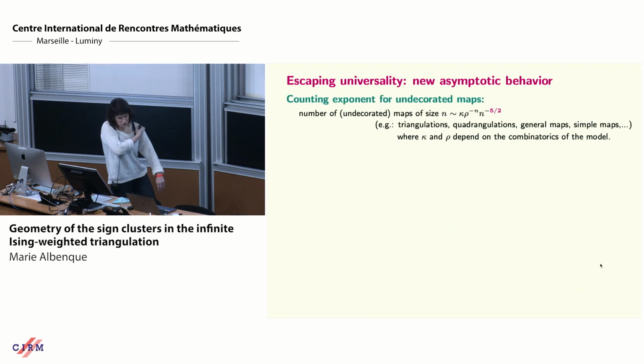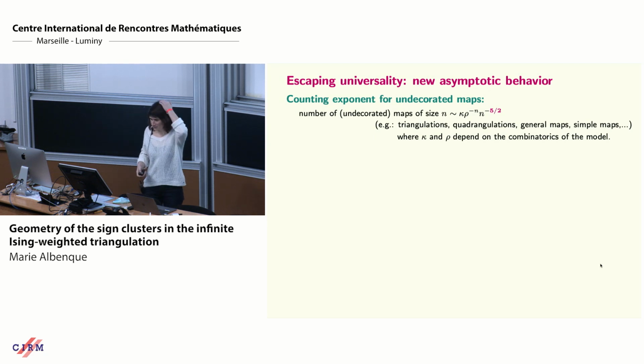So I told you that it's an intuitive way of doing things, that it's a good idea to consider this type of model. But it was a bit vague, so let me motivate a bit more why this is a good idea if you want to see something different from the universal behavior. If you look at undecorated maps, regular maps without the Ising model, you have a lot of enumerative formulas available. I'm not going to cite them all. And for triangulations, you have explicit formulas.